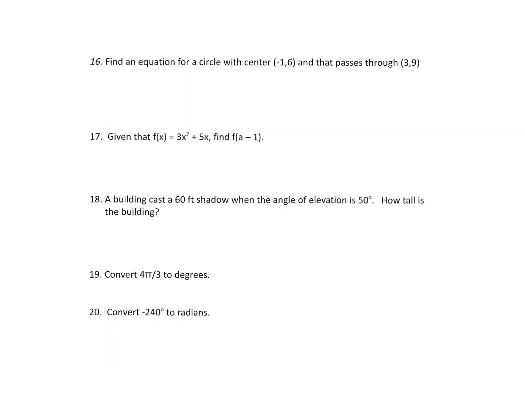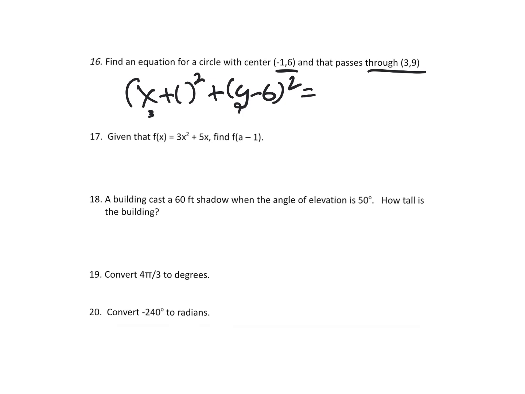16. This one keeps on going. Find an equation of a circle. Okay, there's my center. Remember a circle, I'm going to put the opposite in here. X plus 1 squared, y minus 6 squared. And it passes through 3, 9. The question becomes, why does it pass through 3, 9? Because it works. So I'm plugging the 3 there and the 9 there.